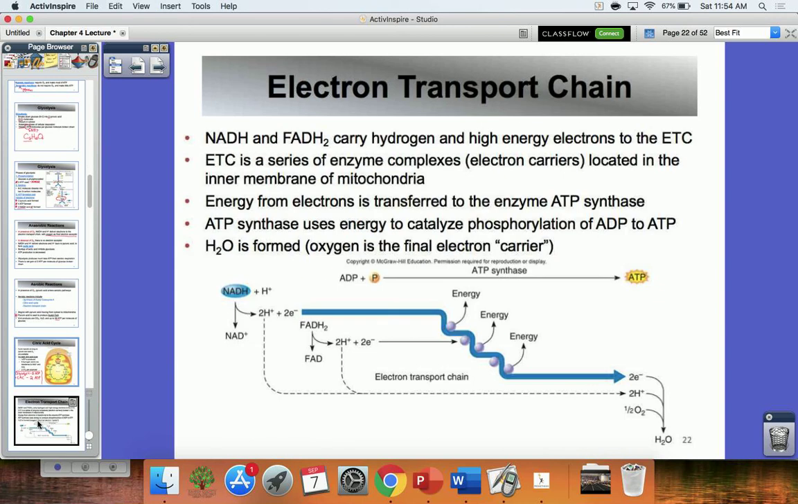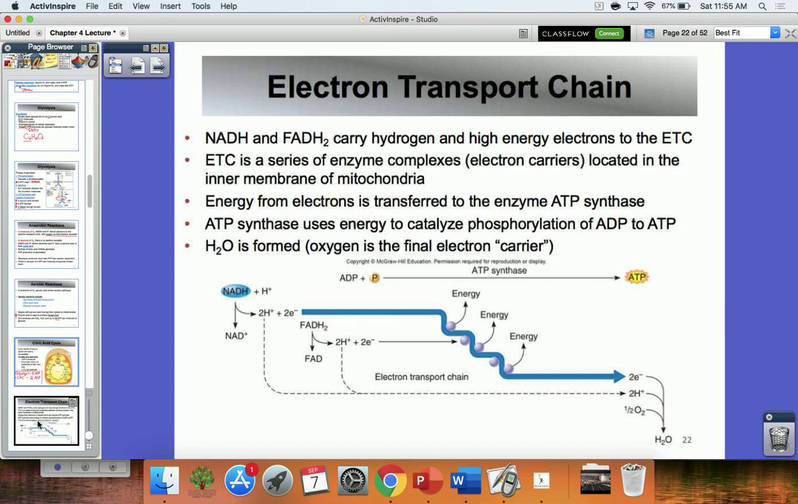So, the very first step. If y'all remember, we were talking about how hydrogen ions, NADH, all these high energy molecules and electrons are being produced in the different parts of respiration, glycolysis, and the citric acid cycle. And all of those high energy electrons are going to be transported to the electron transport chain, which is basically on the inner membrane of the mitochondria.